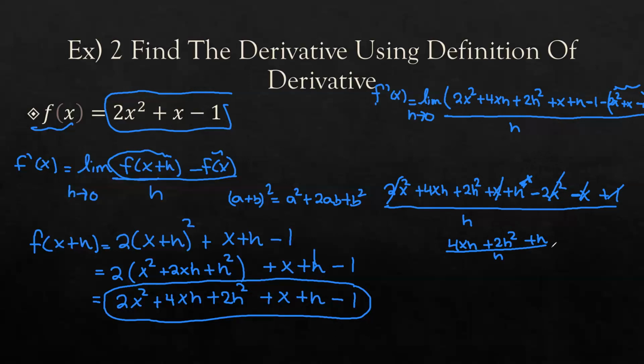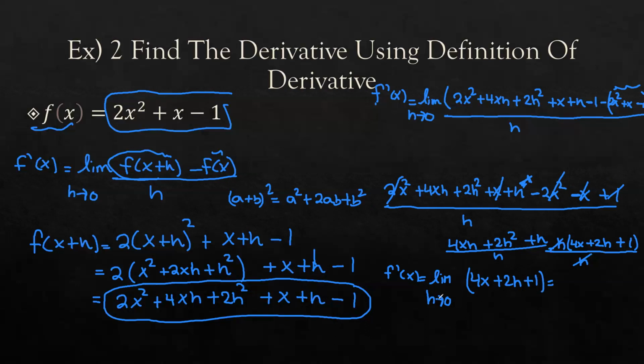On the numerator, what can you take out? You can take out 1h. So that's going to be h, and then this is going to be 4x plus 2h plus 1, all over h, and then the h cancels. So f prime of x equals the limit as h approaches 0, and then you're just left with 4x plus 2h plus 1.